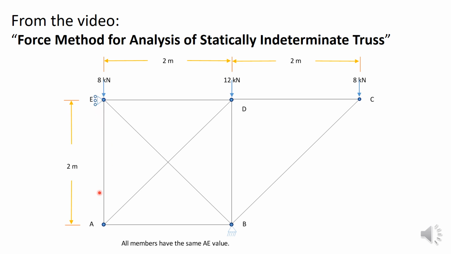It is externally statically determinate because you have a hinge joint here and it's on rollers here. Internally, it's indeterminate because you have this Stroop, as we will call it, formed by the joints A, B, D, and E, and these 6 members. So we will proceed with the method of Stroops.